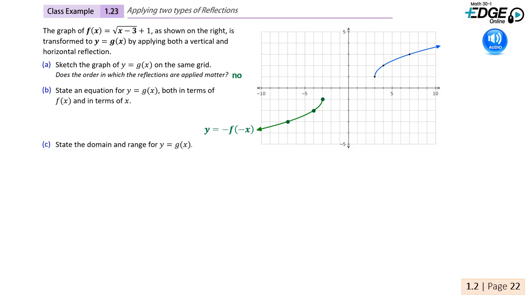The answer here is no, and there's a really important reason. I want you to understand that when we reflect over the x-axis, that's our vertical reflection, it is a vertical transformation. It has no effect on the x-coordinates or the domain of the graph. And when we then reflect over the y-axis, the opposite is true. It's a purely horizontal transformation. So if you think of this, the graph has a domain and the graph has a range. And when we affect one without affecting the other, why would it matter in which order we do so? Whatever's going to happen to the domain is going to happen whether we do it first or second. And whatever's going to happen to the range is going to happen whether we do it first or second.